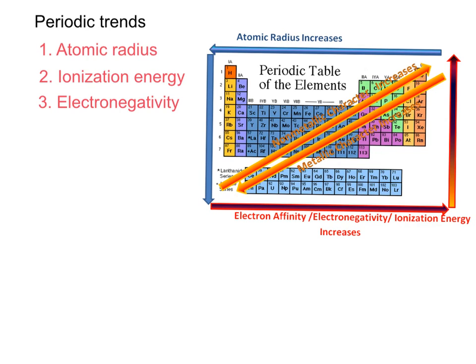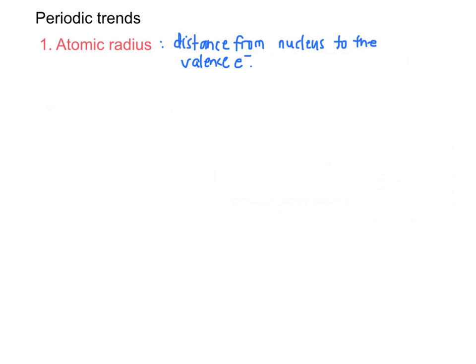In this tutorial, we are going to talk about periodic trends. So first we're going to talk about the trend in atomic radius, and then the trend in ionization energy, and then finally the trend in electronegativity. So let's start with our trend in atomic radius.